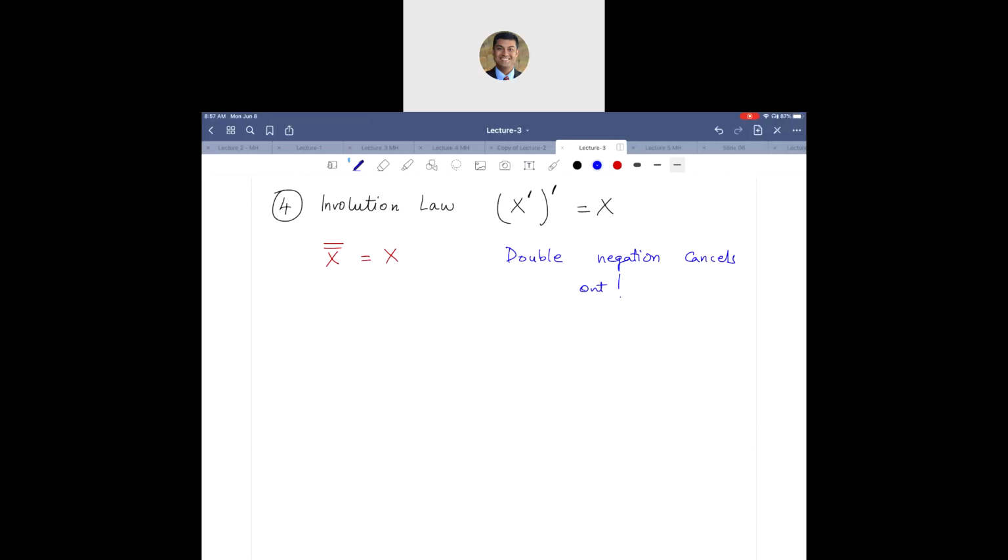So if X is 0, X complement is, well, let's do this. X is 0 implies X complement is 1, implies X double complement is 0. Same as that.